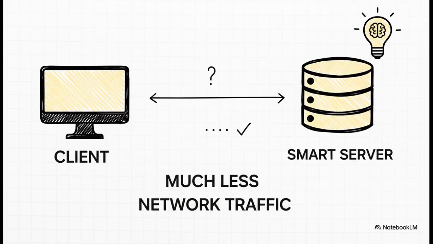The next step in the evolution was the two-tier model. And this was so much smarter. The client doesn't ask for the whole library anymore. It sends a very specific request, like, hey, just give me this one customer's record. The server, now a proper database server, does all the work of finding that specific data and sends only the result back. This move drastically, and I mean drastically, cut down on network traffic and made everything way more efficient.